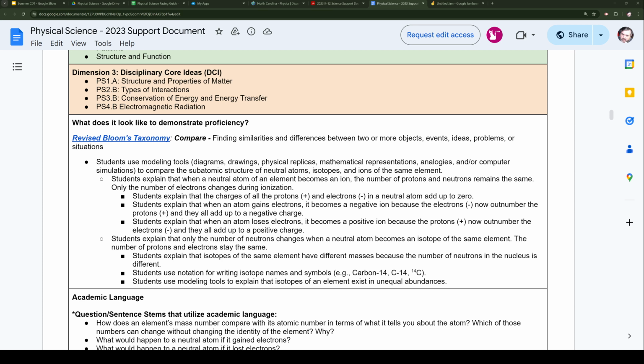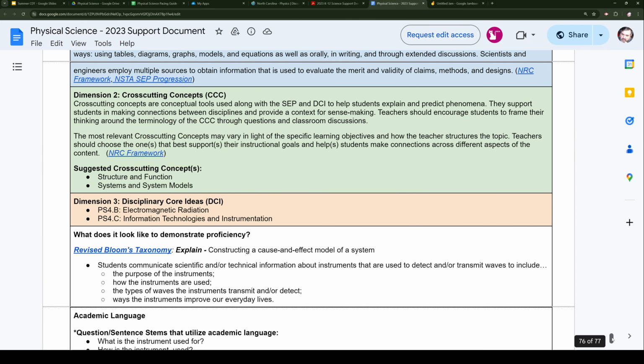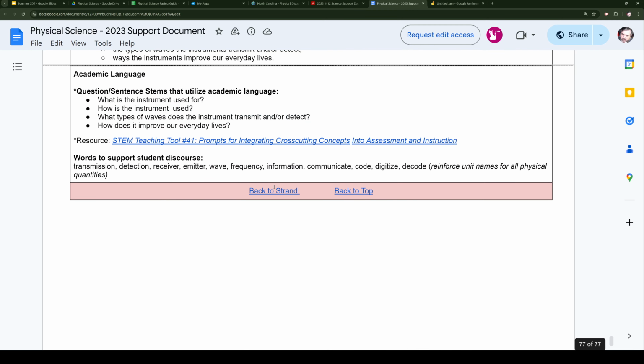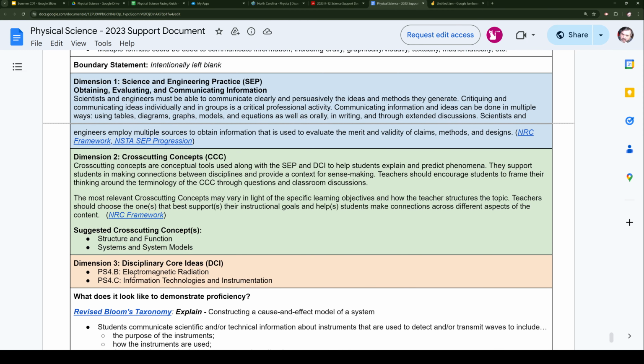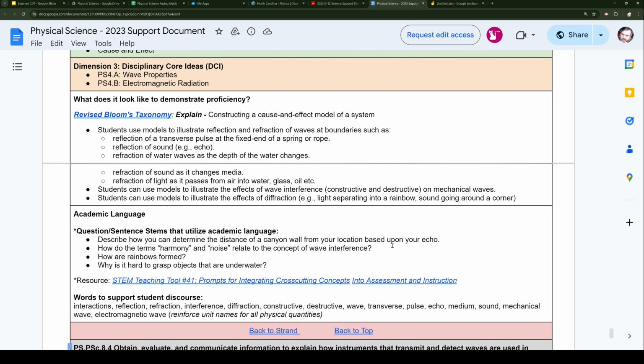So anyway, this is 70-some pages to scroll through and look through. And it's a lot. So let's jump to the very end out of curiosity. It would seem electromagnetic radiation is the last topic. Emphasis is on conceptual understanding. Instruments: sonar, radar, ultrasound, cell phones, GPS, Geiger counters, Doppler radar, Hubble telescope, depth finder, fish finder, X-rays, noise-canceling headphones, Wi-Fi, Bluetooth. Multiple formats can be used to communicate information.